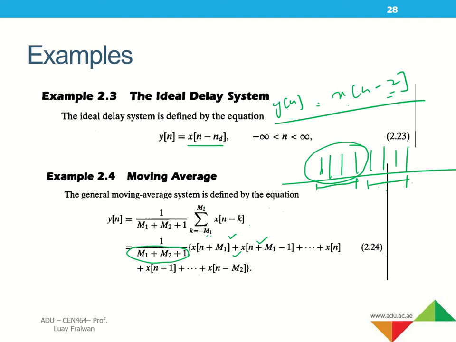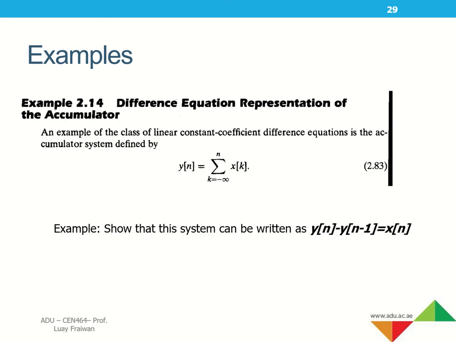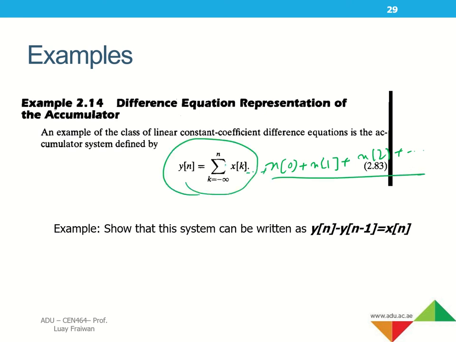Next we have one more example, which is called the accumulator system. The accumulator system just performs the summation. For example, x of 0, x of 1, x of 2, and so on, and also the negative values, just adding all the values. This is called the accumulator system.